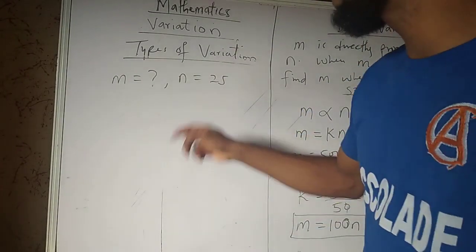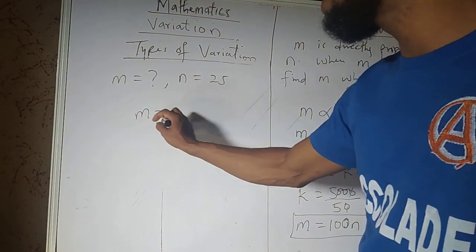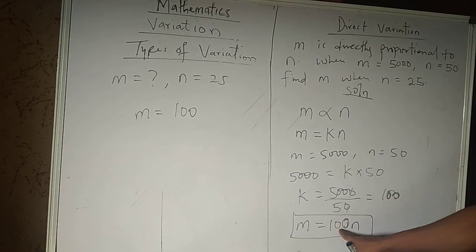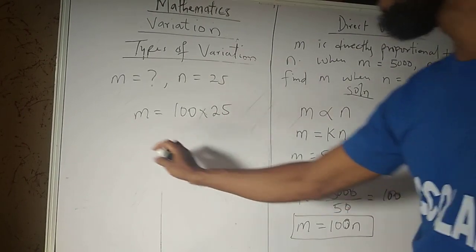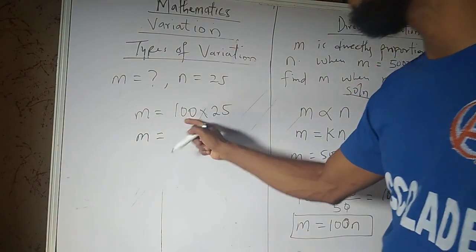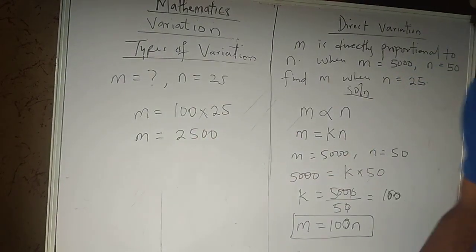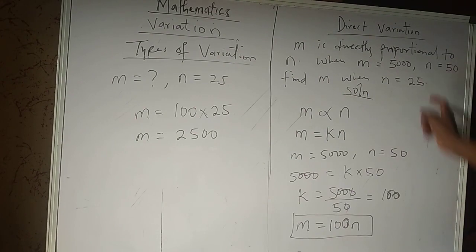So with that said, that means that M is simply going to be 100, because this is the relationship between M and N, 100 times N, which is 25. So by the time you do this, M is just going to be 100 times 25, which will give you 2,500. So M becomes 2,500 when N is 25.